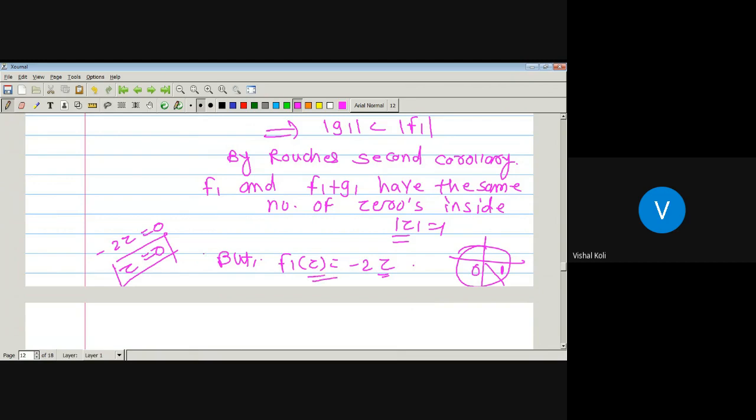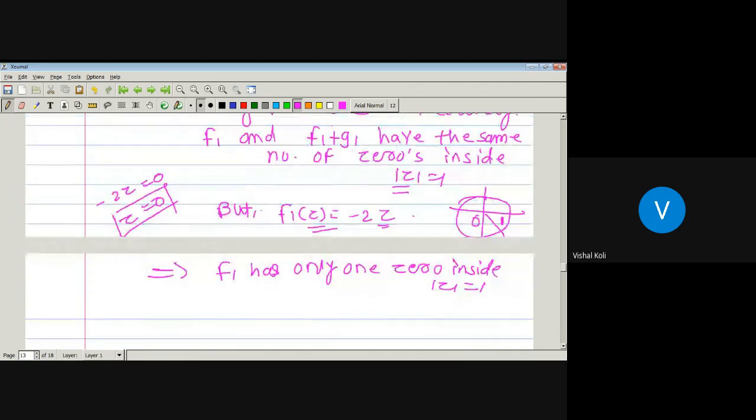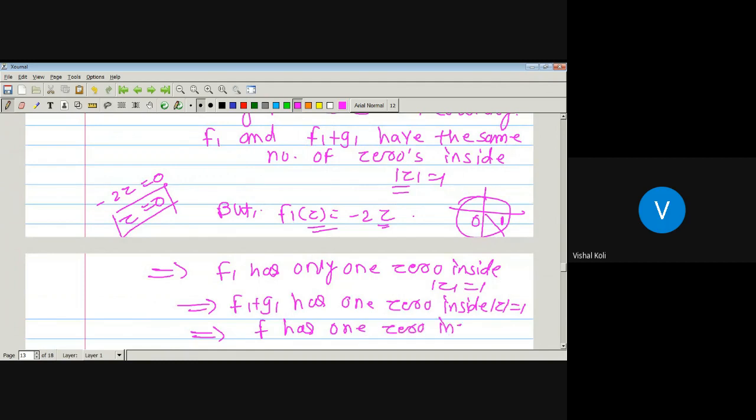Which implies f1 has only one zero inside mod z equal to 1. But f1 and f1 plus g1 have the same number of zeros inside the curve mod z equal to 1. It means f1 plus g1 has one zero inside modulus of z equal to 1. But f1 plus g1 is nothing but our f. So f has one zero inside mod z equal to 1.